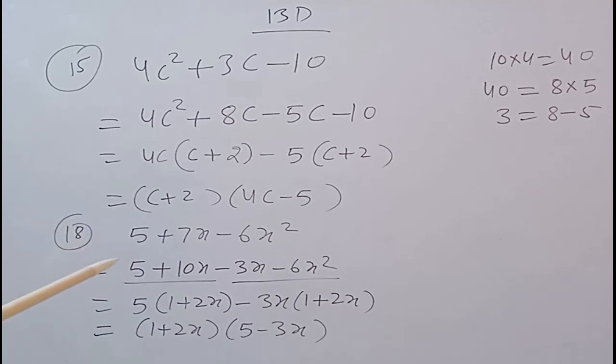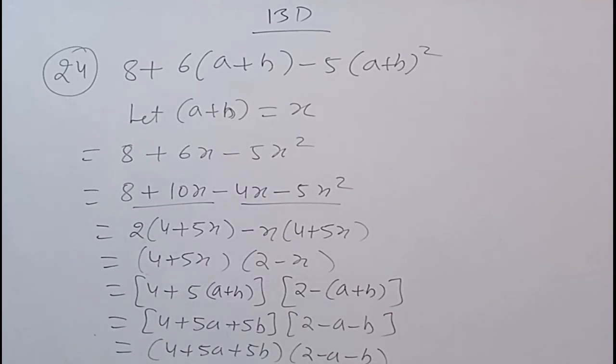So 5 plus 10x minus 3x minus 6x square, and take the two pairs. 5 plus 10x is the first pair, take common 5, 1 plus 2x inside the bracket, minus 3x common in the second pair, that will give 1 plus 2x inside the bracket. Now both terms give 1 plus 2x common, so take out 1 plus 2x common, and the second bracket will have 5 minus 3x. So in that manner you will do question number 15 and 18.